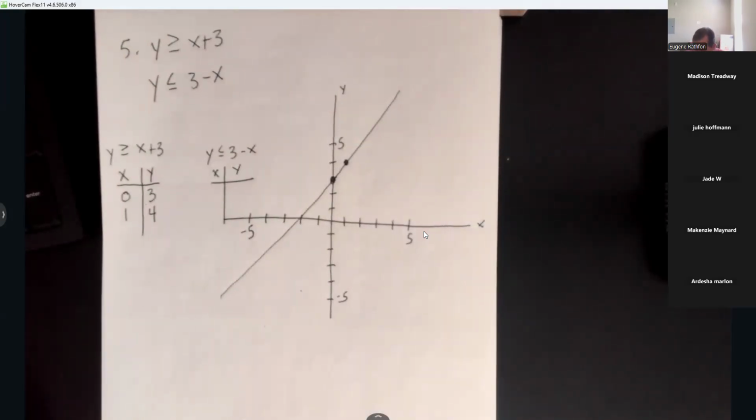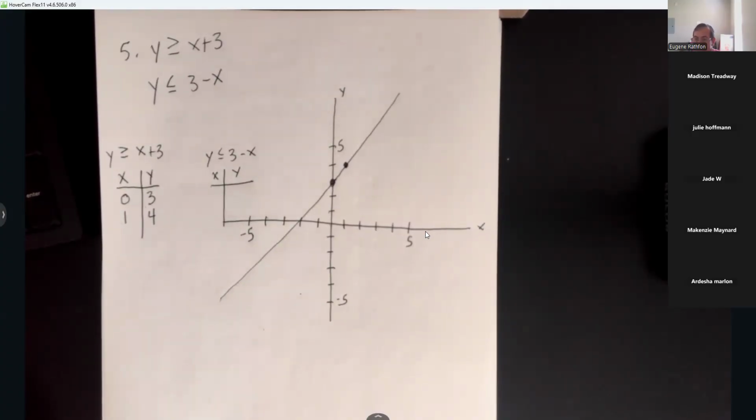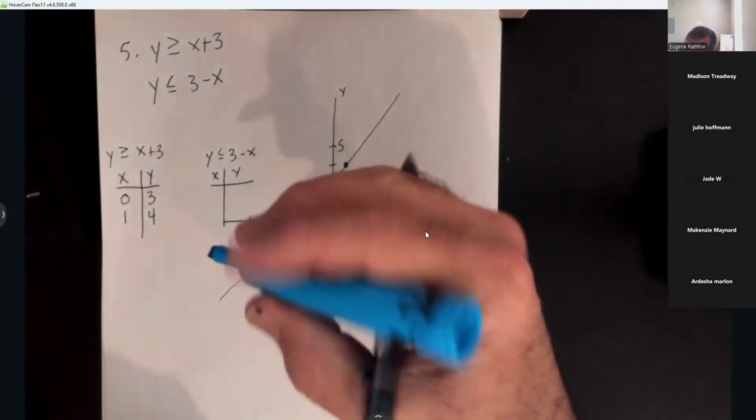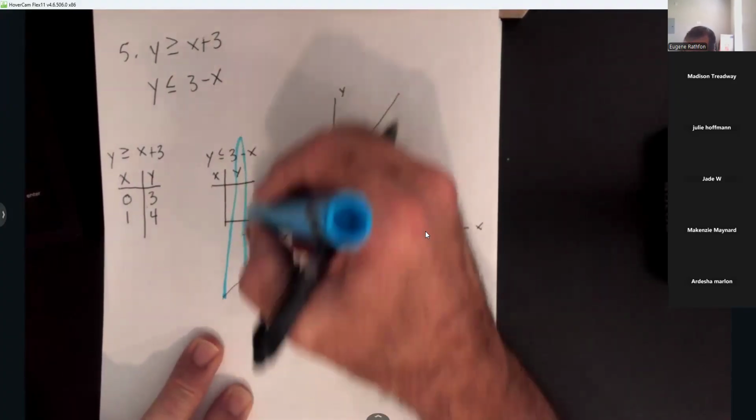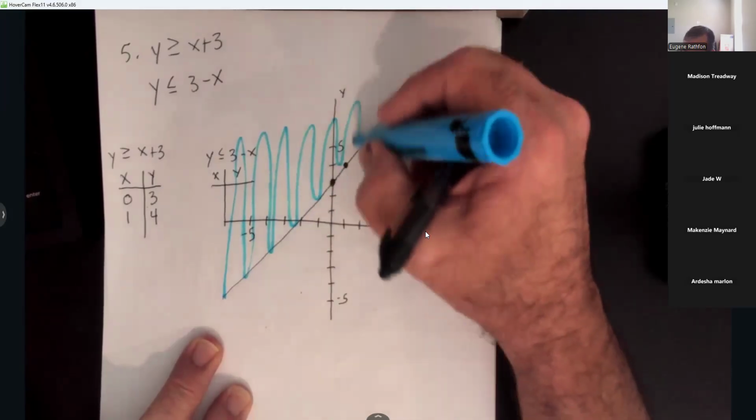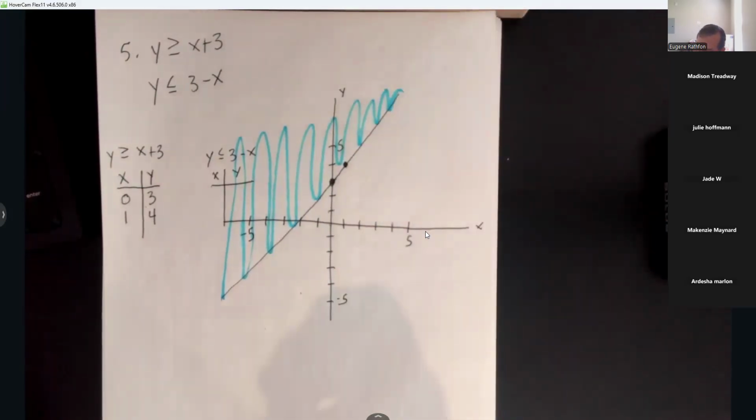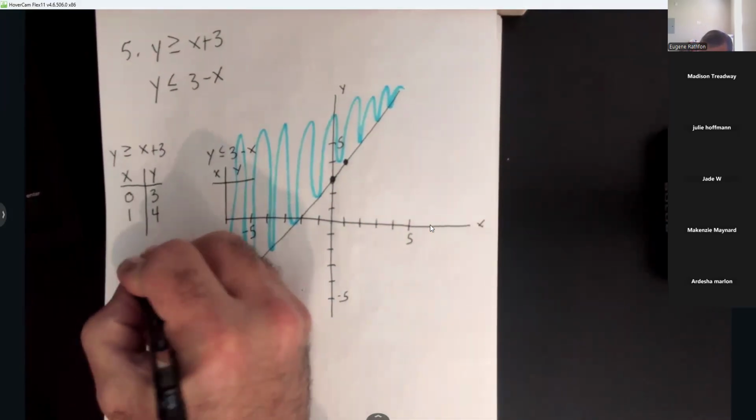Are you going to shade that one above or below? So you're shading that one above. So greater than, shading above. All right, so let me do this one here.